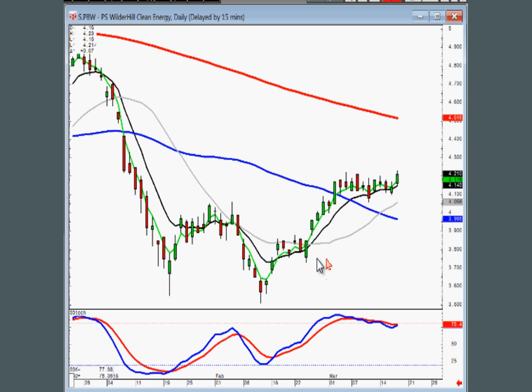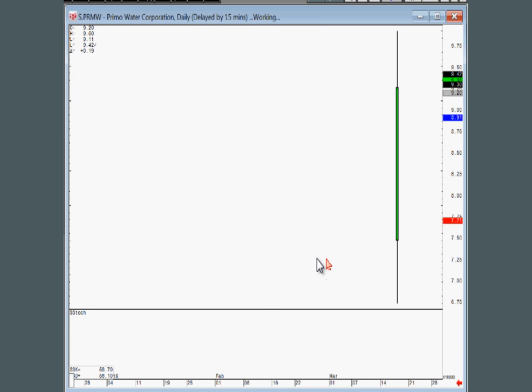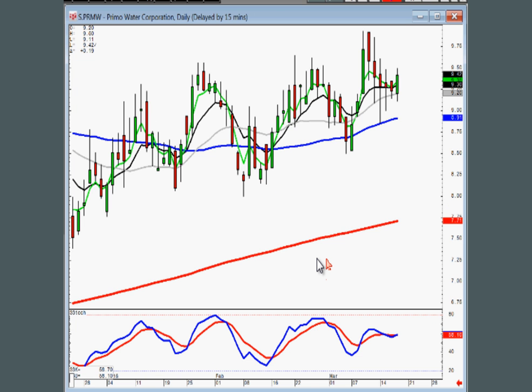TBW, just stay long, or you could be buying this one on positive trading tomorrow. PRMW, nothing real exciting on this one. This one hasn't had any real direction to it. I'd be trading something else.